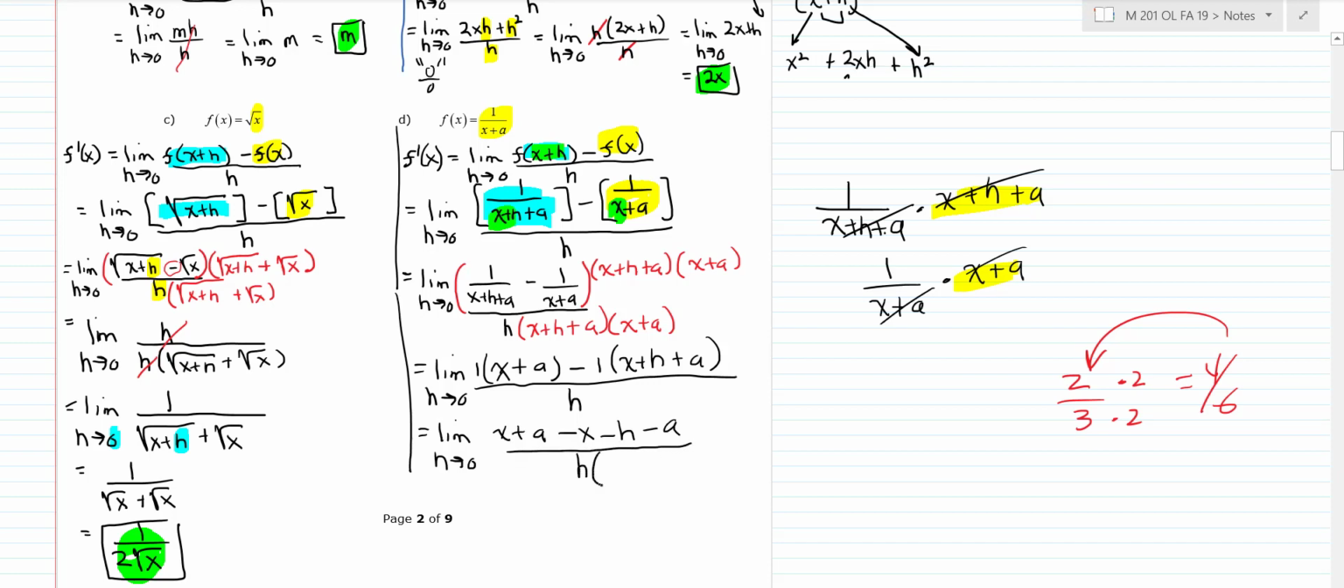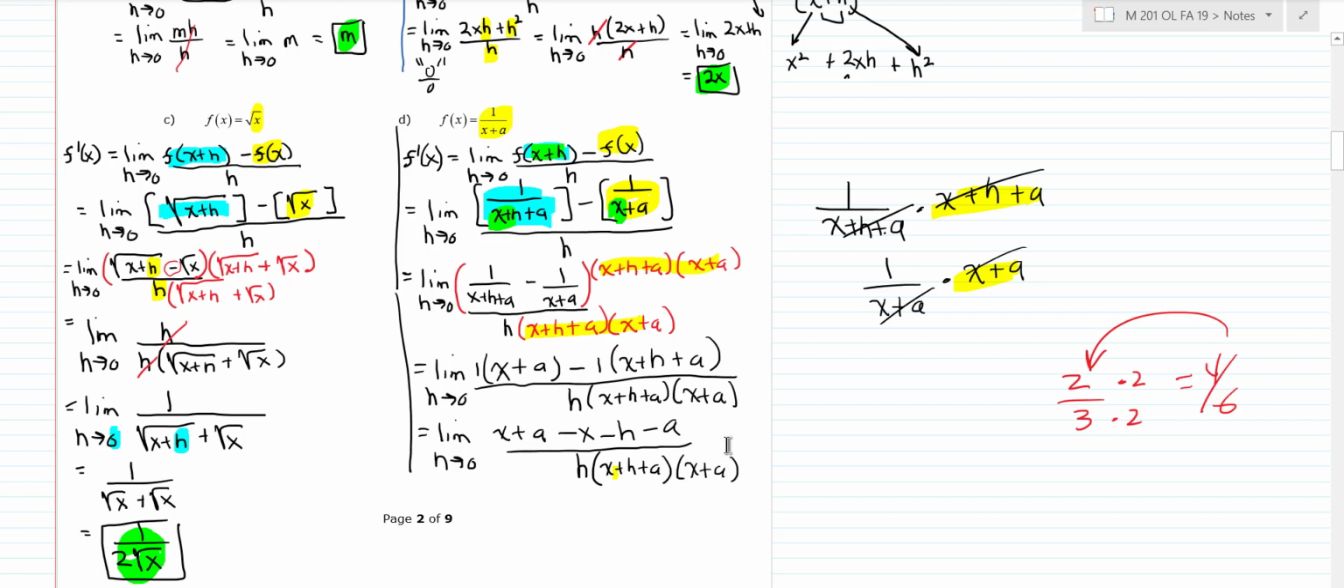Okay? And don't forget that you still have this in your denominator. We had to multiply the top and bottom by the same thing. So you got to watch that and make sure you don't make that mistake. And I should have really written that in the previous step like this. Okay, I should have done that. Okay, so let's write that out. So we're going to have x plus h plus a times x plus a.